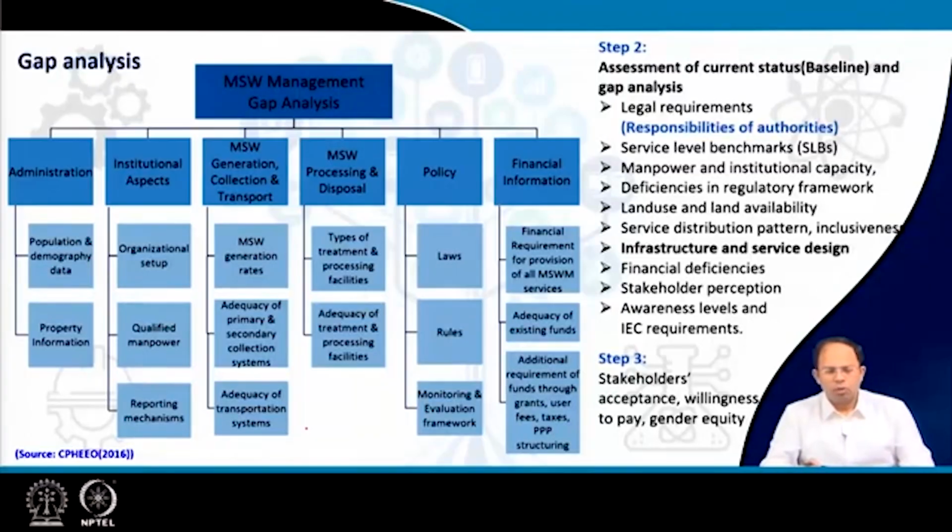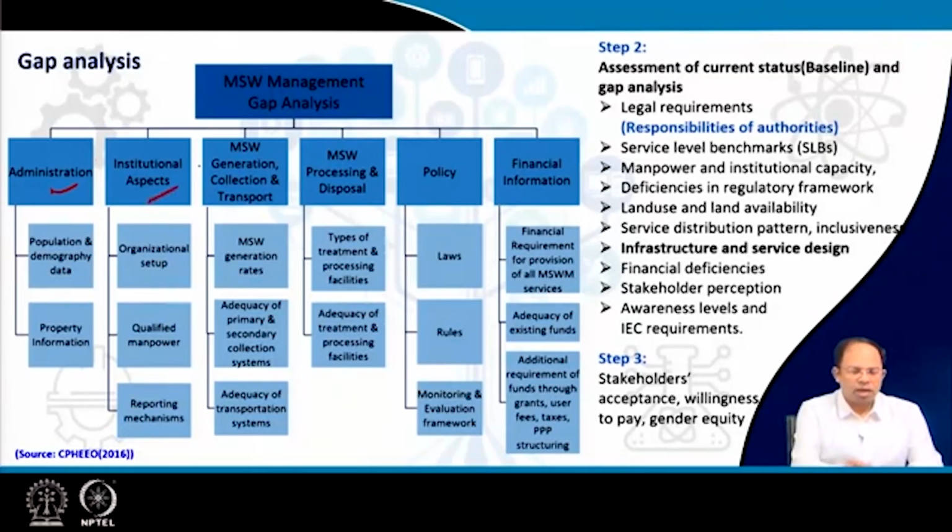Now coming to step 2 in detail, as you can see, this figure shows the MSW gap analysis for different aspects: the administration part, the institutional part, the technical part, which is again divided into 2 parts, generation, collection, transport, and processing and disposal, and then the policy part, which is laws, rules, and monitoring frameworks, and the financial part, that is adequacy of existing funds and the requirement of funds in future through grants, user fees, taxes, or by structuring PPPs and so on. So this is the gap that has to be analyzed.